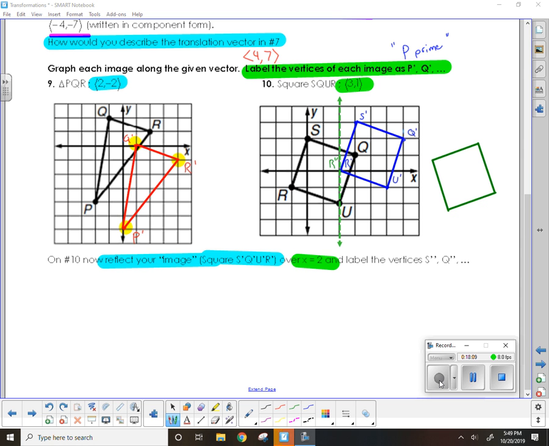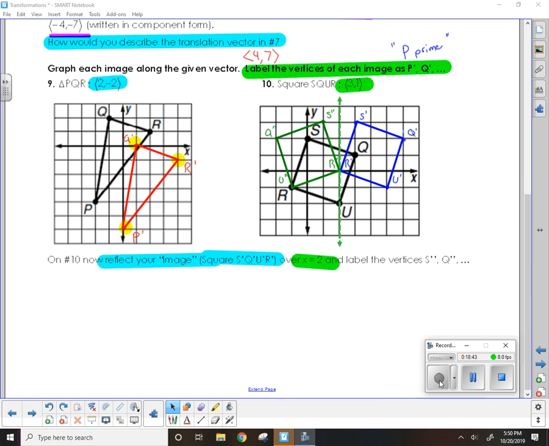U prime is 1, 2, 3 to the right. So U double prime is going to be 1, 2, 3 to the left on the same spot as the original R. All right, and then S prime is 1 to the right. So S double prime is going to be there. Q prime is 1, 2, 3, 4 to the right. 1, 2, 3, 4 to the left will be Q double prime. We connect those, we're going to get our last, oh, I used the wrong letter over there. That should have been Q double prime.